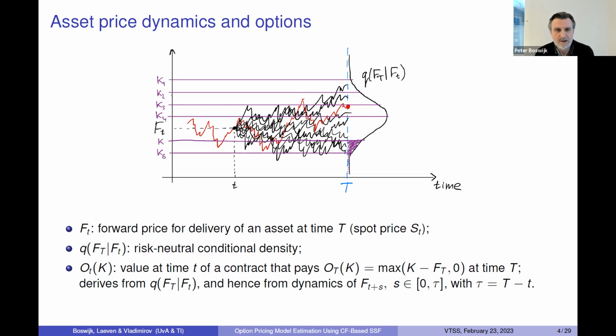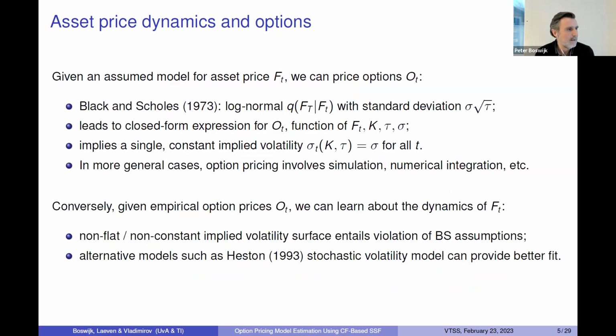And if you would like to click once more, we see indeed that we can go in two directions. The natural thing would be to start with F, the stock price or the forward price, a model for the evolution of that price, and then derive from that what the value of the option would be. Black and Scholes did this, of course, way back then. They assumed the log normal density, and that gave you a closed form solution for the Black and Scholes price. So that's nice. It's a closed form expression.